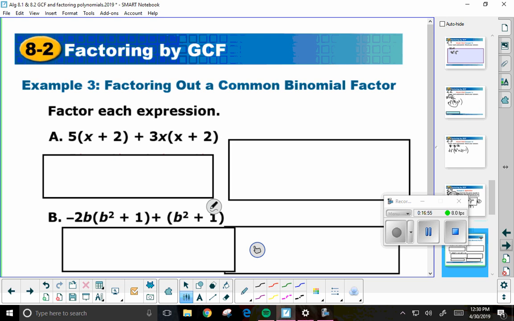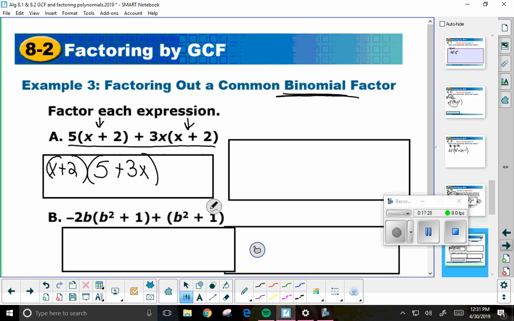Okay, sometimes when we are factoring out a polynomial, we are going to pull out a common binomial. In other words, there are 2 terms in there. So I see in this whole expression right here, this and this, they're binomials and they're the same. So I'm going to pull that out, x plus 2. And what would I multiply that by to get this and this? It would be 5 plus 3x. That's what's left over when I pull this out.